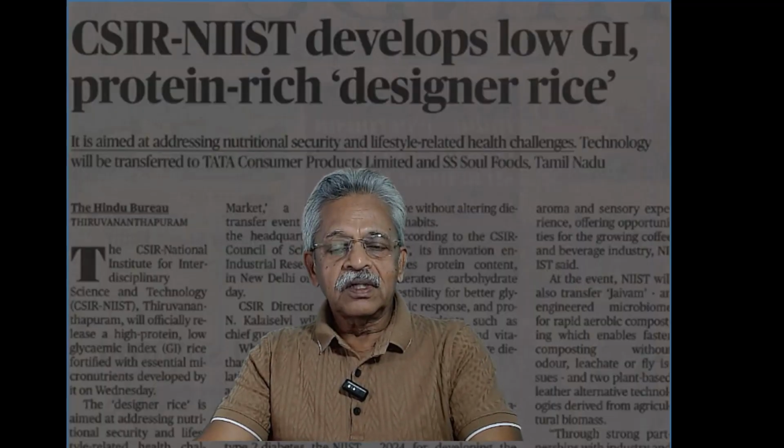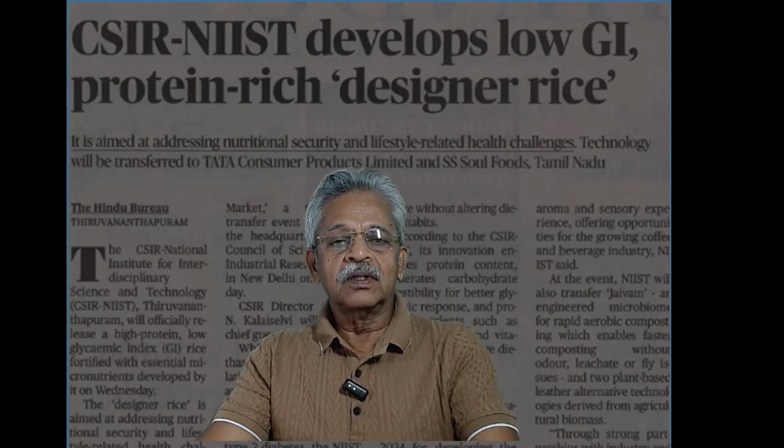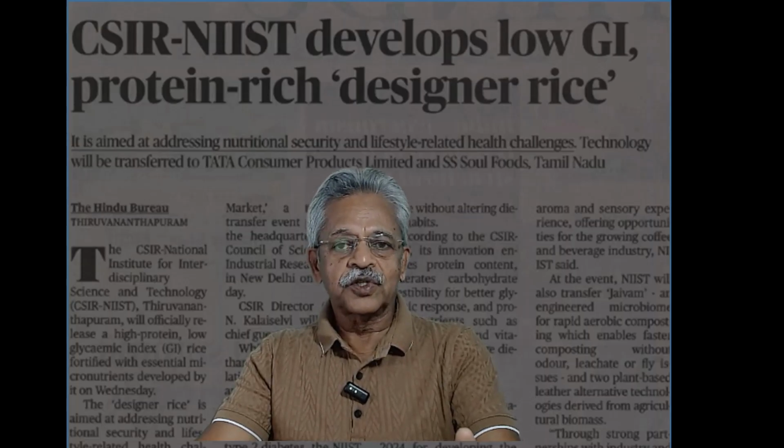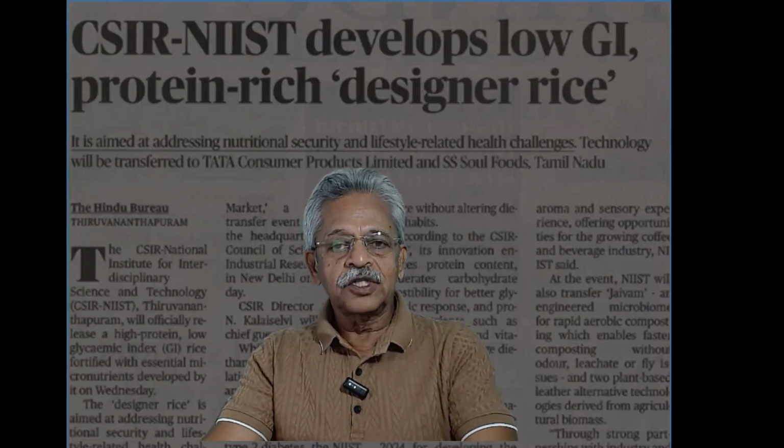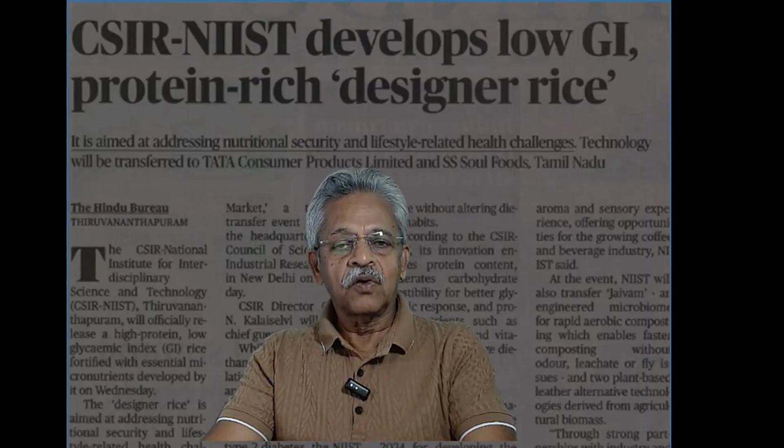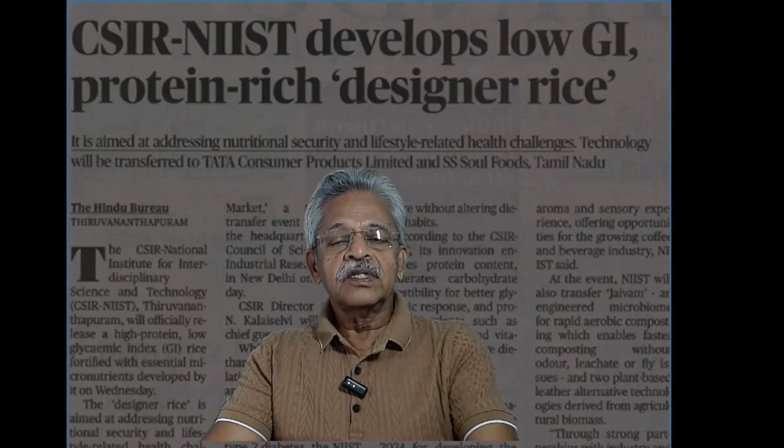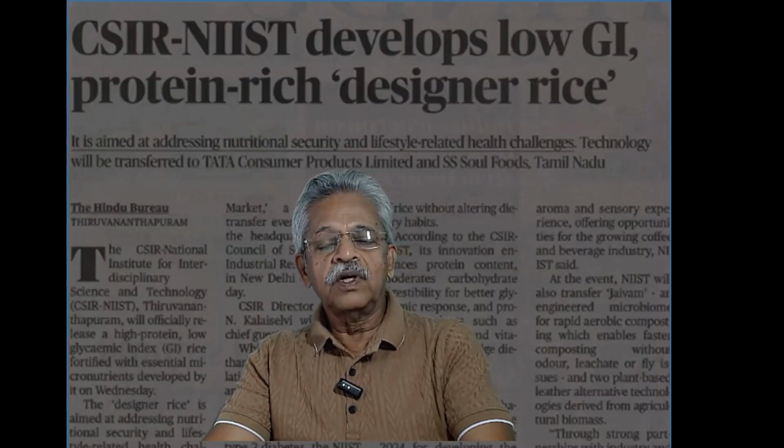The protein takes longer time to get digested in the stomach. This protein and the carbohydrate are mixed in this. So the protein delays the digestion of carbohydrate also. So when it is delayed, the spike is reduced. It is not suddenly absorbed, but slowly absorbed because of the protein.